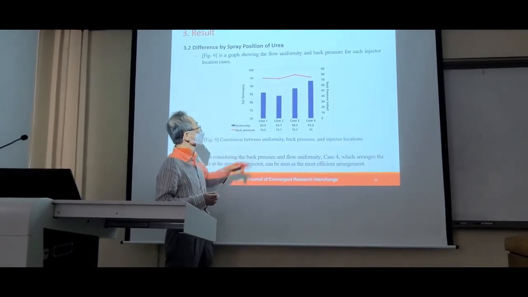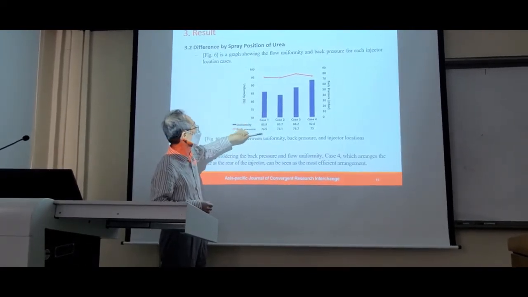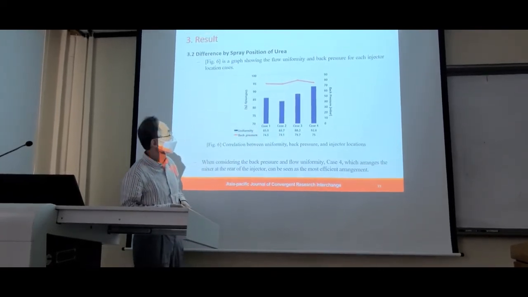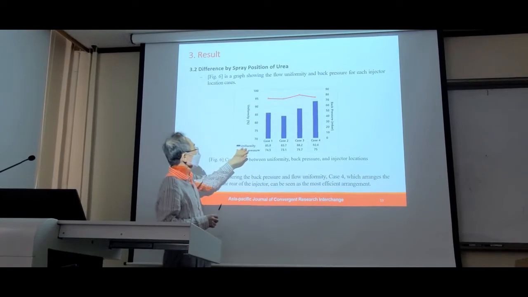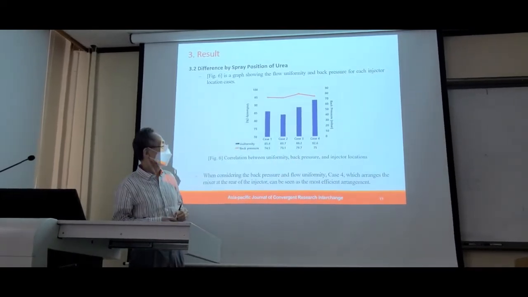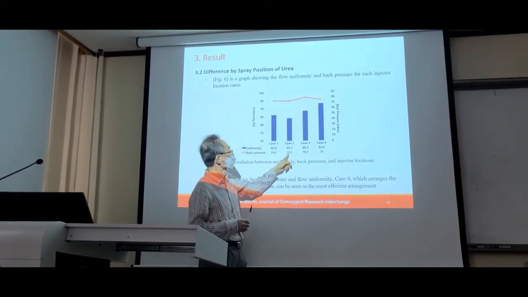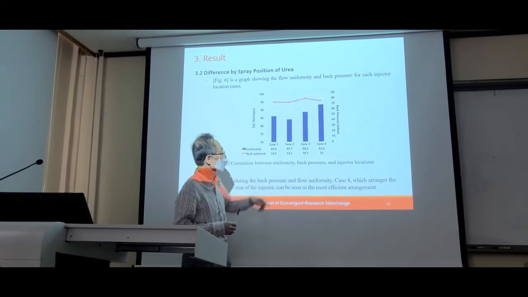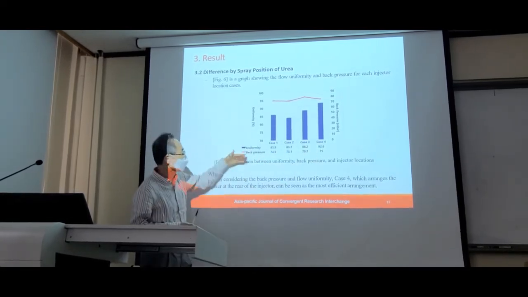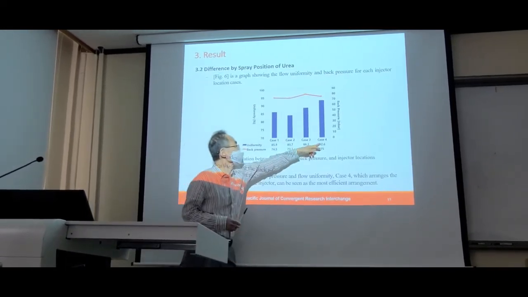But look at the cases. Case 1 is like this, and 85, 75, like this. So you can see obviously uniformity, this is much better. Okay, 92, and the back pressure, this is much lower. Okay, this is good, and this is good. Back pressure has to be much more decreased. Okay.